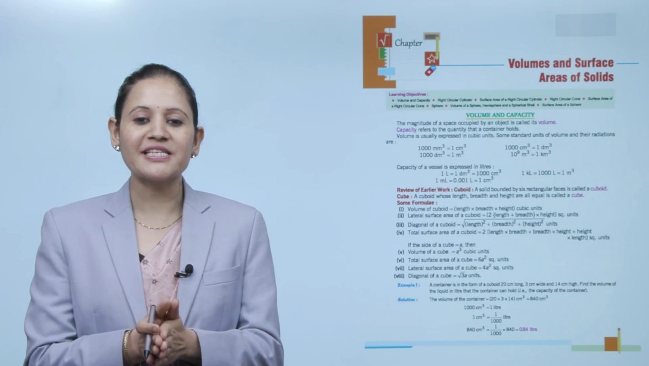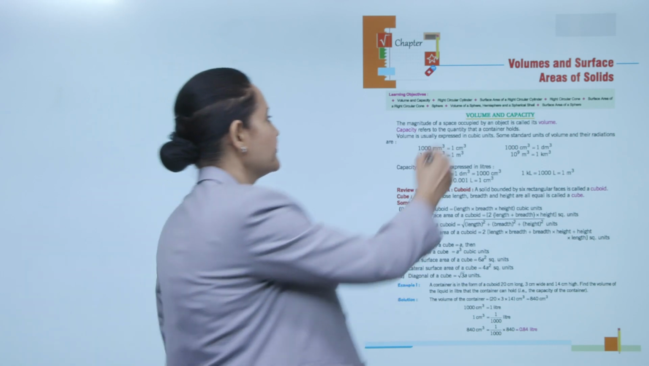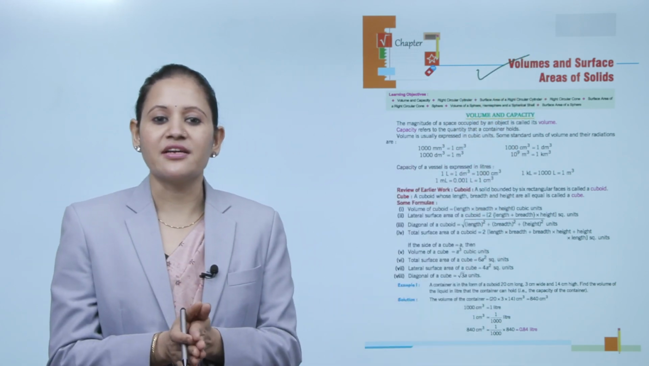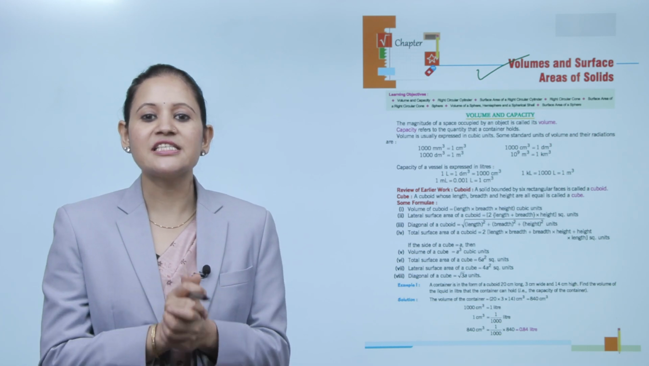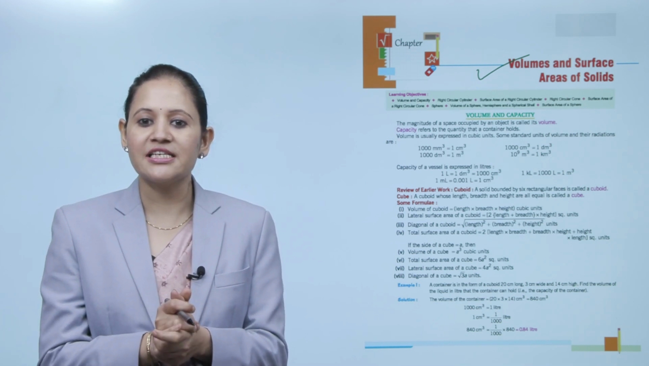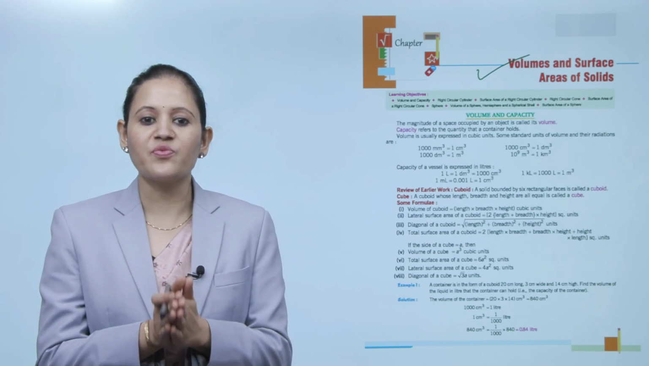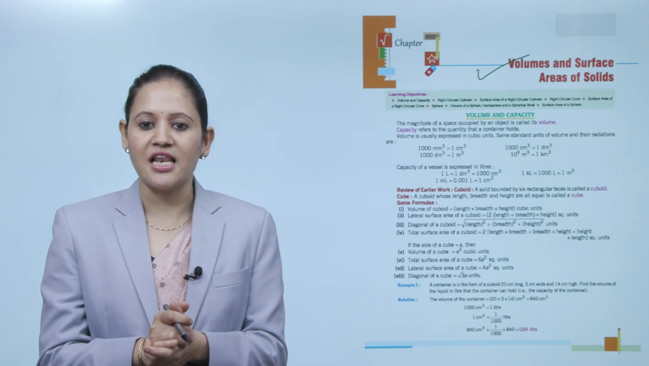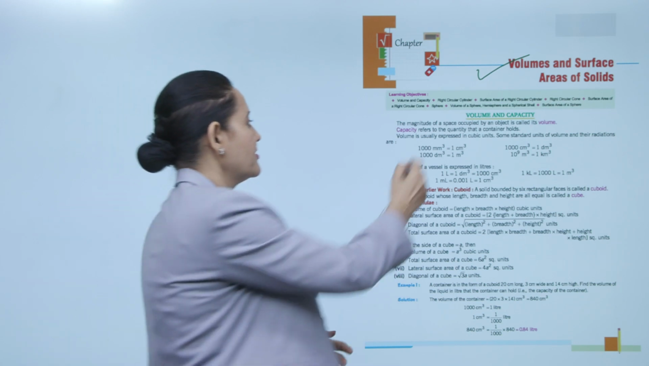Kids, welcome to today's maths class, and today we'll do volumes and surface area of solids. Our learning objectives are volumes and capacity, right circular cylinder, surface area of the right circular cylinder, right circular cone, surface area of the right circular cone, sphere, volume of the sphere, hemisphere and the spherical shell, and the surface area of sphere. First is volume and capacity.